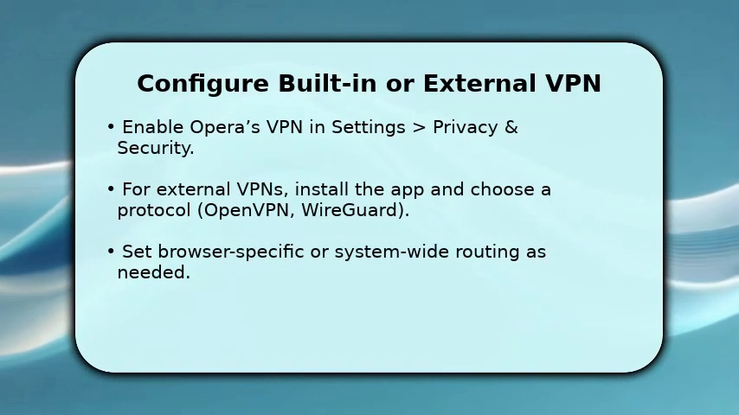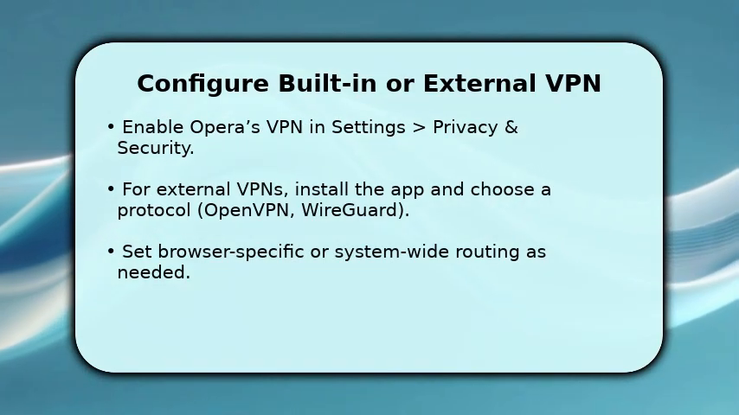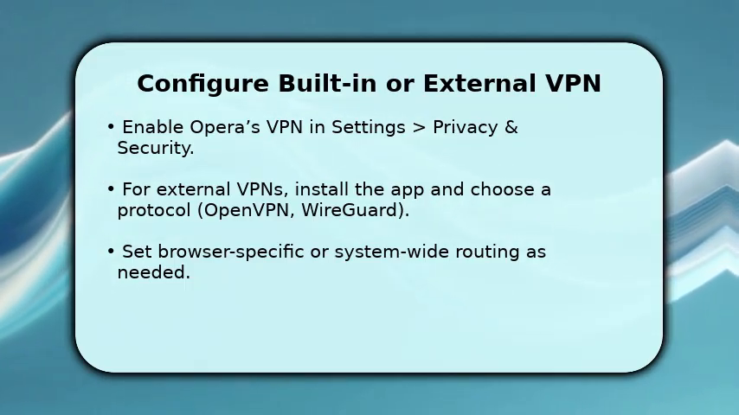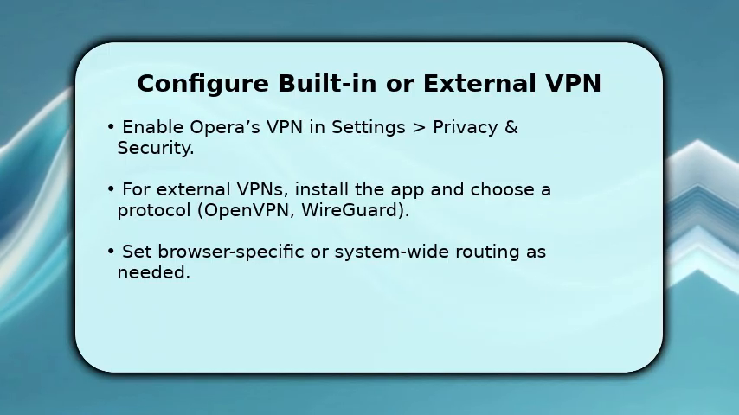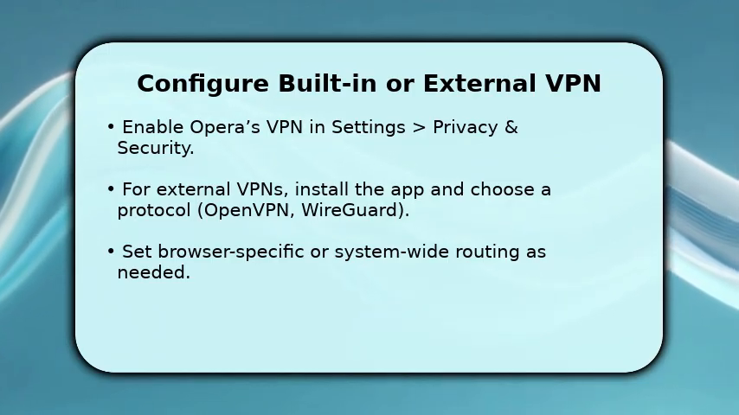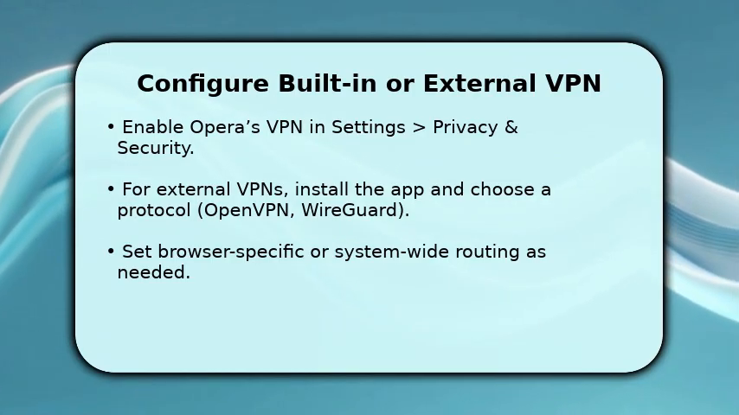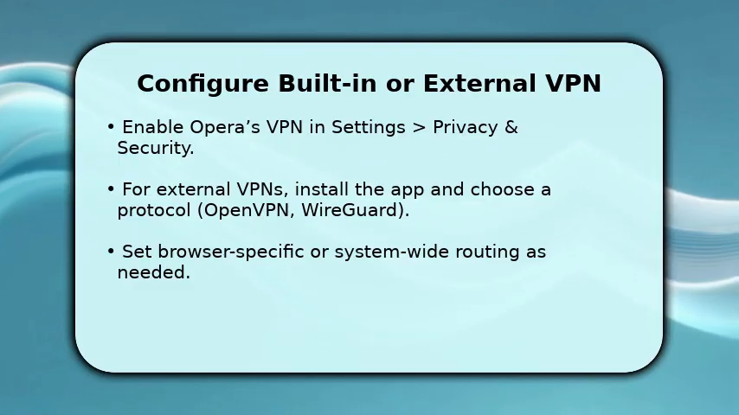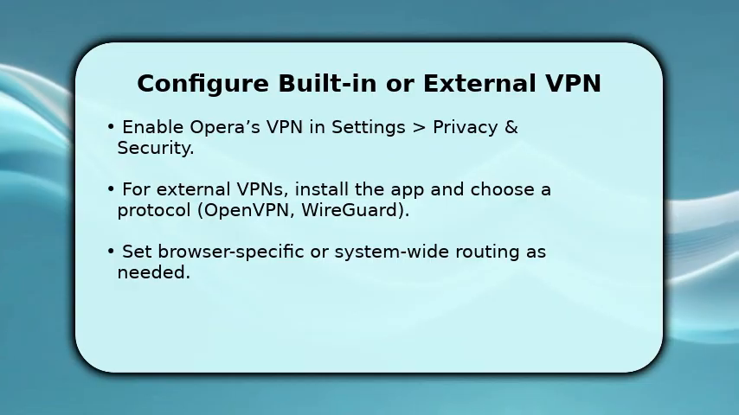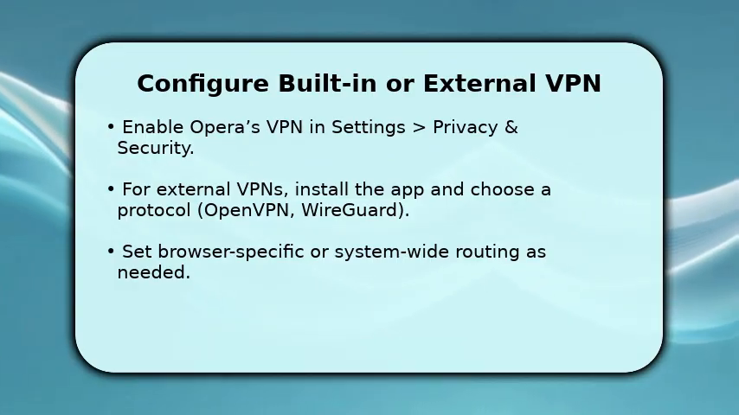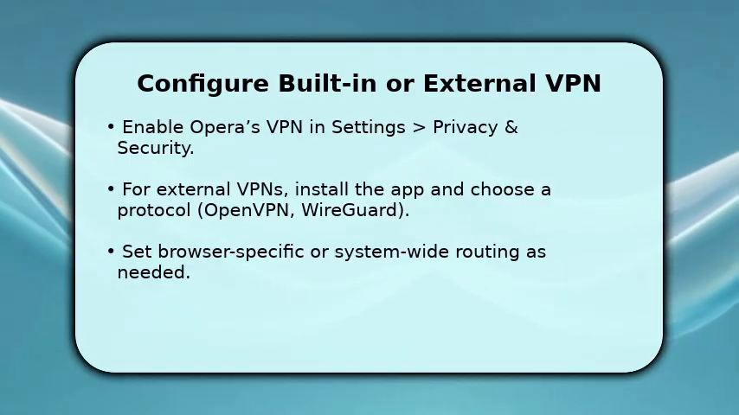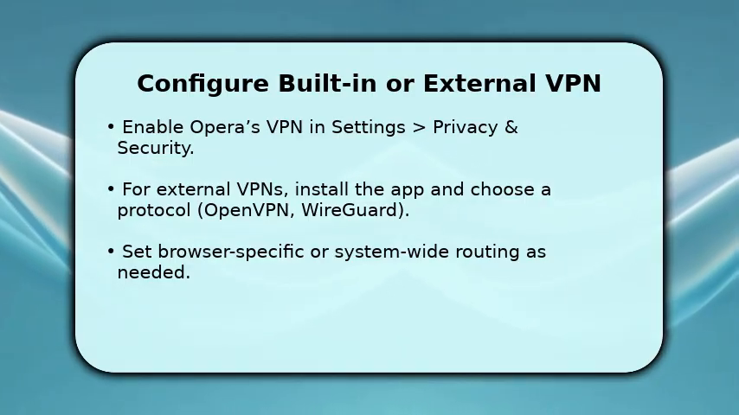You now configure the VPN itself. If using Opera's built-in VPN, toggle it on under Settings, Privacy and Security, and choose the desired virtual location. This affects only browser traffic. If using an external VPN, install and sign into the provider's app, select a protocol like OpenVPN or WireGuard, and connect. Make sure to set split tunneling or browser-only routing if you want only Opera GX to use the VPN. Once connected, verify with an IP check to confirm the change.